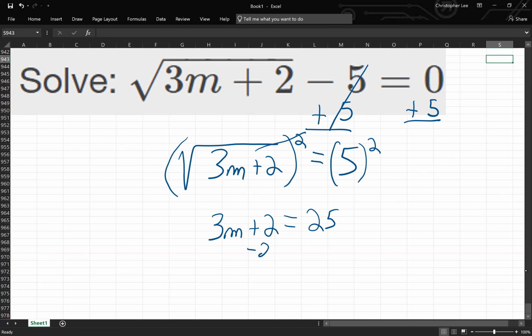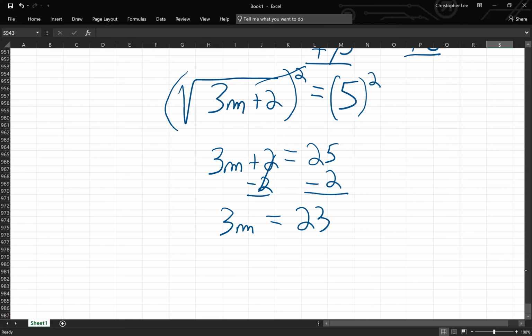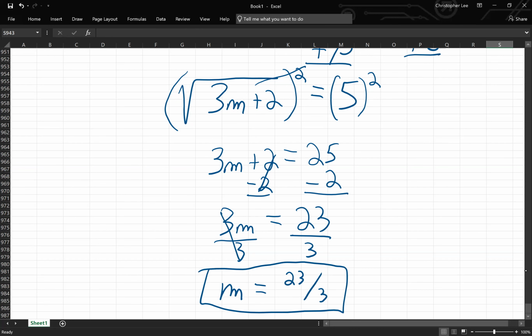After that, I want to subtract 2. What I do to one side, I must do to the other. So now I have 3m is equal to 23, right? And then I want to divide by 3. What I do to one side, I must do to the other. So now I have m is equal to 23 over 3. Questions, anybody?